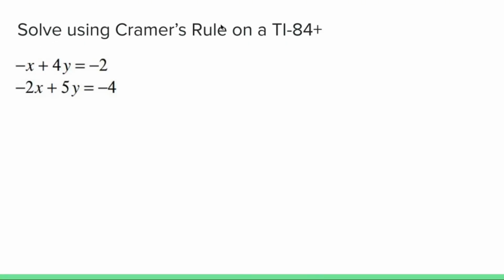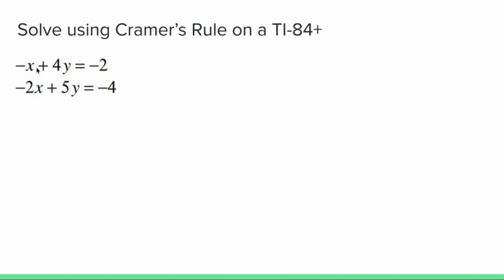Solve using Cramer's rule on a TI-84 Plus. This is also known as reduced row echelon form. What you do is turn the coefficients of your system of equations into a matrix and let your calculator do all the work. In order for us to make this work, we have to make sure that everything is in the order where it's alphabetical, equal sign, number.